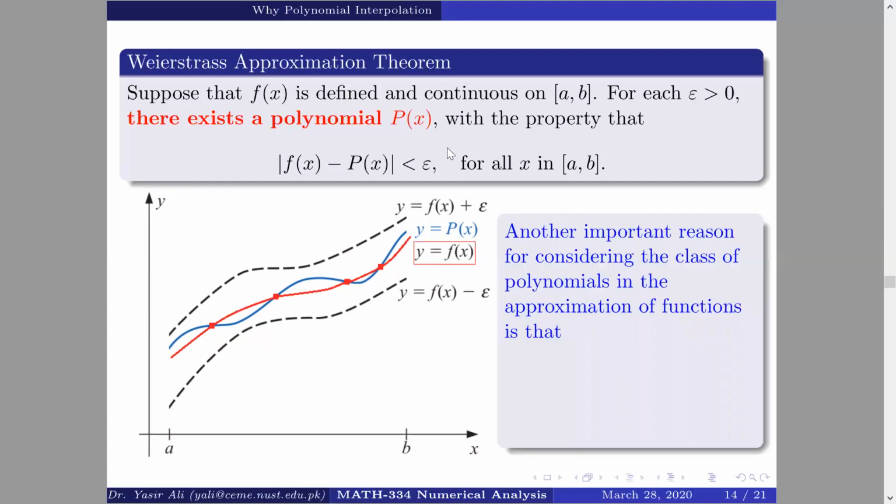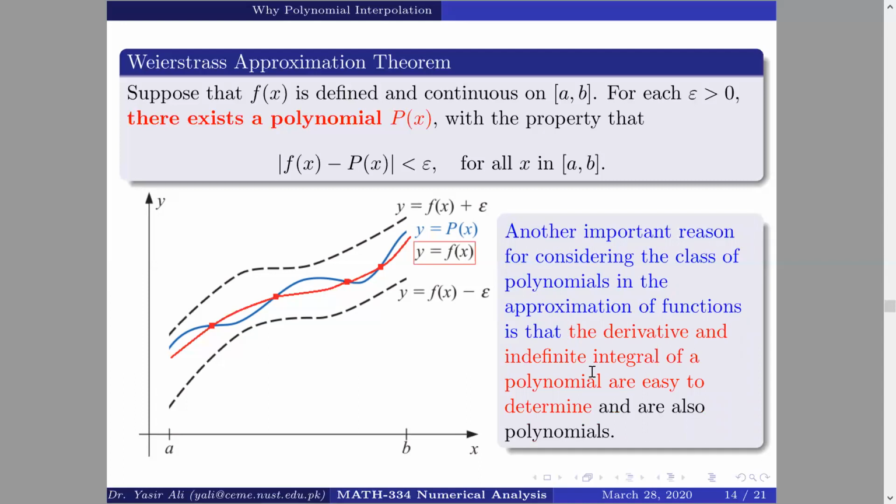Another important reason for considering the class of polynomials is that when we take the derivative of a polynomial and integrate a polynomial, it is easy to deal with. Plus, the derivative and the integral of a polynomial are also polynomials. So the theorem and this important reason, that polynomials are easy to deal with and the integral and derivative of a polynomial are also polynomials, make it a suitable choice for approximating a function.